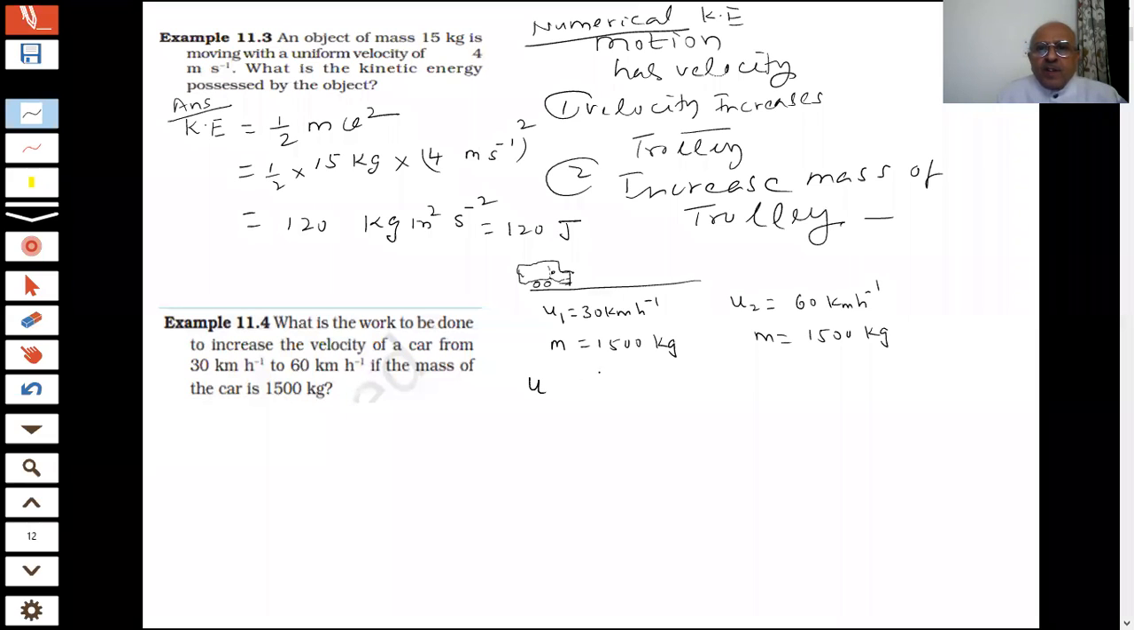You have to convert this into meters per second because of SI units. 30 into 1000 over 60 into 60, students. Okay. This is meters per second. Here also you will do the same conversion: 60 into 1000 over 60 into 60 meters per second. Okay, what are the values, students? Here you have to calculate, in both the cases.